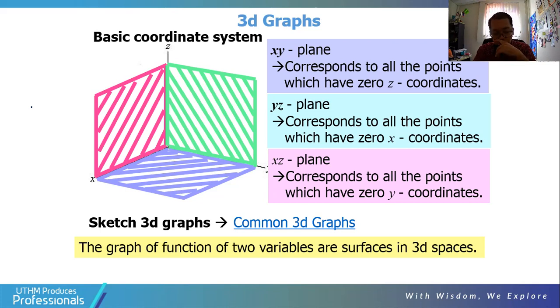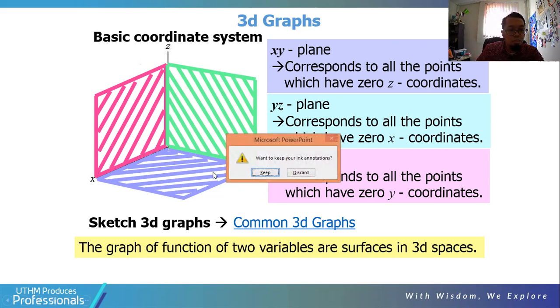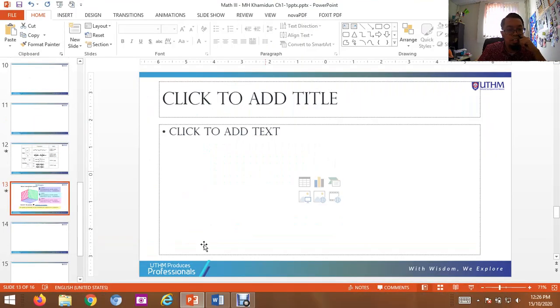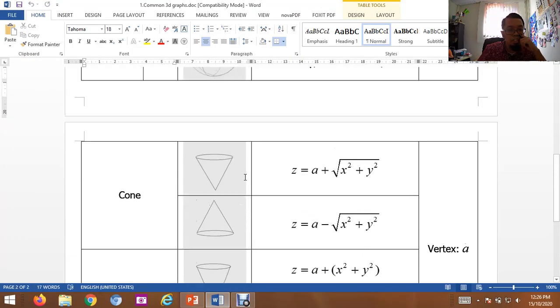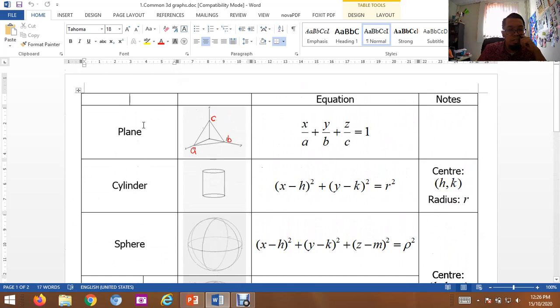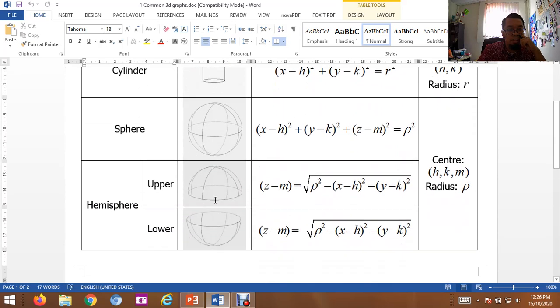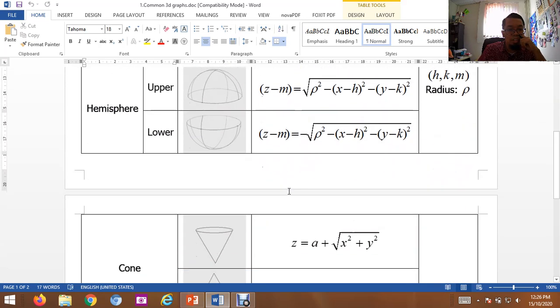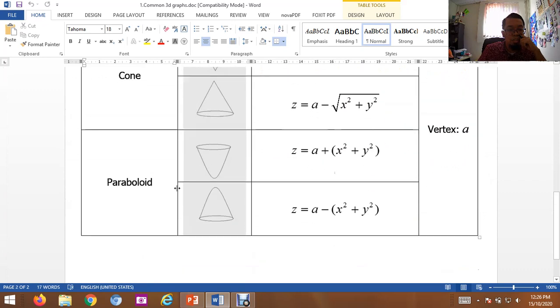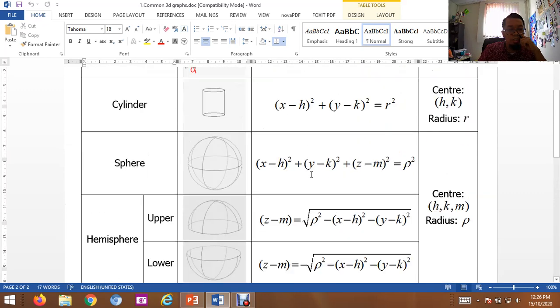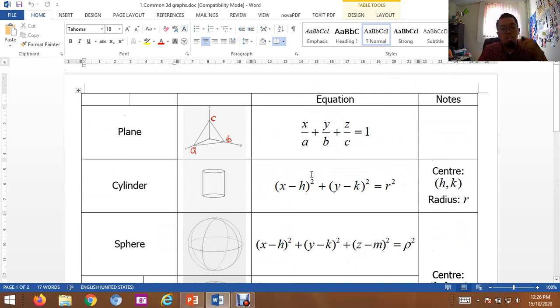Okay, so how can we sketch the 3D graph? The first thing you should know is the common 3D graph functions. Here are the common 3D graph functions. If it is a plane, it is in the form of this equation. Then cylinder here, sphere, hemisphere here, cone, paraboloid. So these are the basic or common typical 3D graph equations.